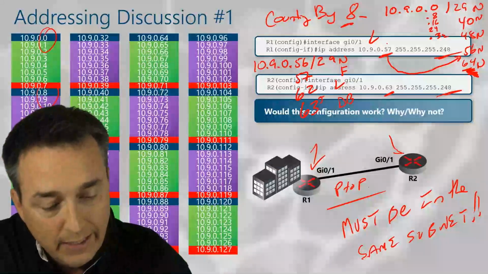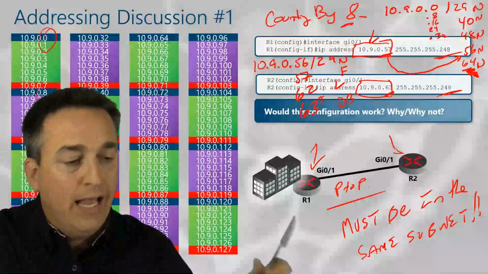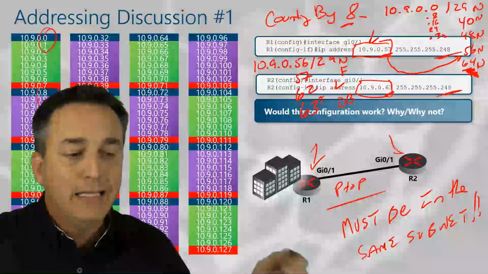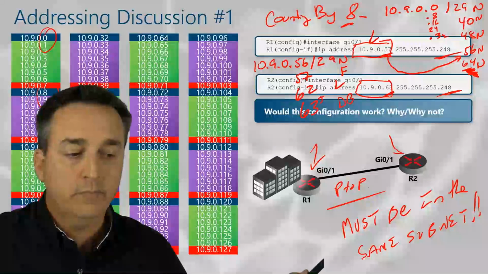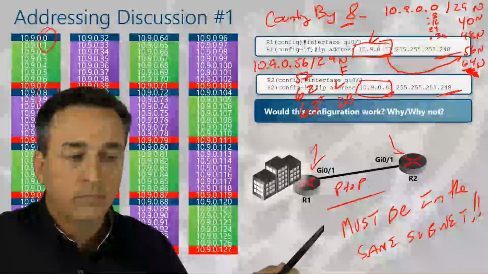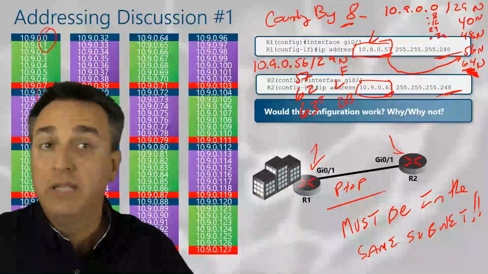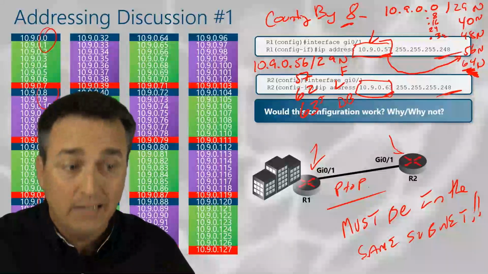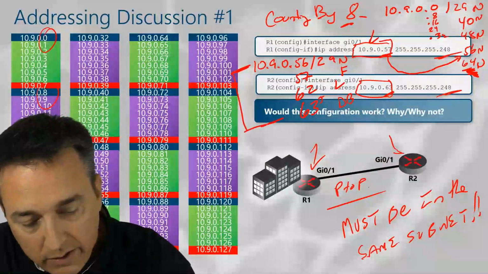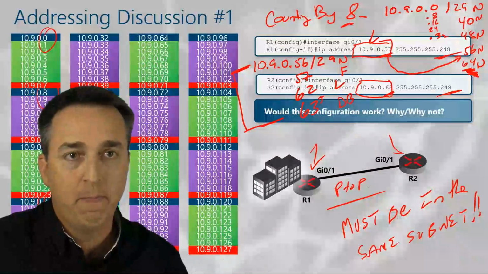So are this address and this address in the same subnet? Yes or no? Answer that question. Based on what I just did, are they in the same subnet? The answer to that is yes, right? Because the subnet goes from 56 down to 63, correct? You see that? They're in the same subnet.